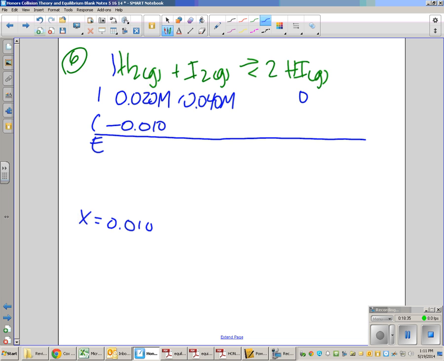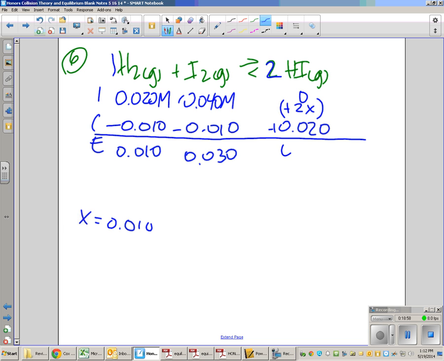What do I minus here? Okay, so I would minus 1X, right? But 1X is equal to the same number. So minus 0.01. What would I add here? Yes, so I would essentially be adding 2X over here because there's a 2 coefficient. But I do know what X is, so I'm going to add 0.020. Alright, so then this one is 0.010 left. This one is 0.030 left. And this is 0.020. These are all molar, of course. So these are concentrations. And then what do I get to do?